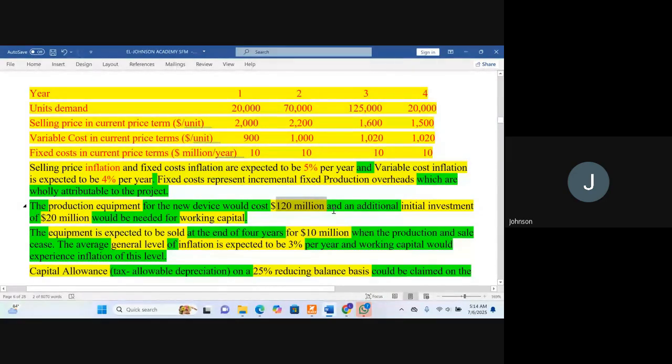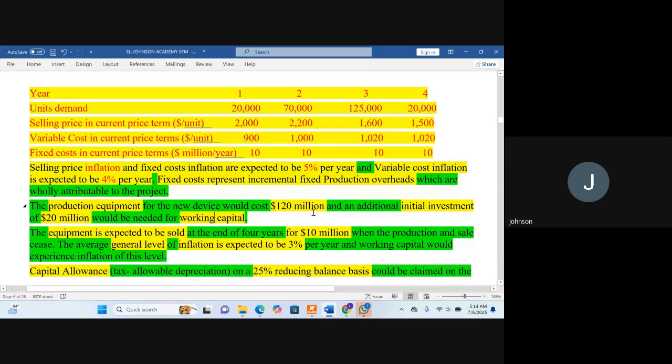Then they say that it will also require an additional initial investment of 20 million. It will also require 20 million, okay, which will be needed for working capital. So you know that this is your working capital. So in your book, just put dash, just write WC to know that that is where your working capital is. Once you read the question once, you don't need to go back and read the question again, if you are highlighting those important areas.